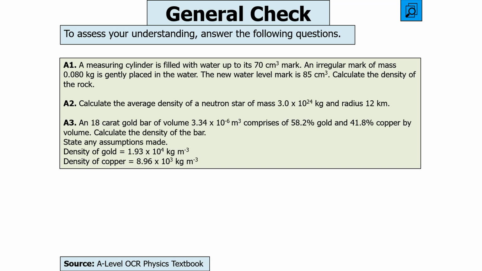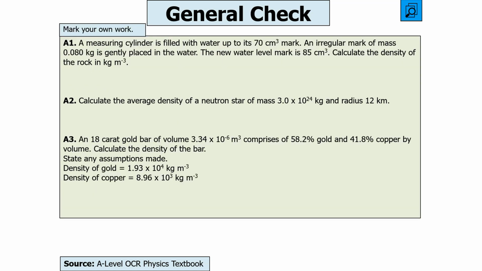Then an 18 karat gold bar of volume 3.34 times 10 to the minus 6 meters cubed comprises 58.2% gold and 41.8% copper by volume. Calculate the density of the bar. Take the density of gold to be 1.93 times 10 to the 4 kilograms per meter cubed, and the density of copper to be 8.96 times 10 to the 3 kilograms per meter cubed. So pause the video now, then unpause the video when you want to go through your answer.